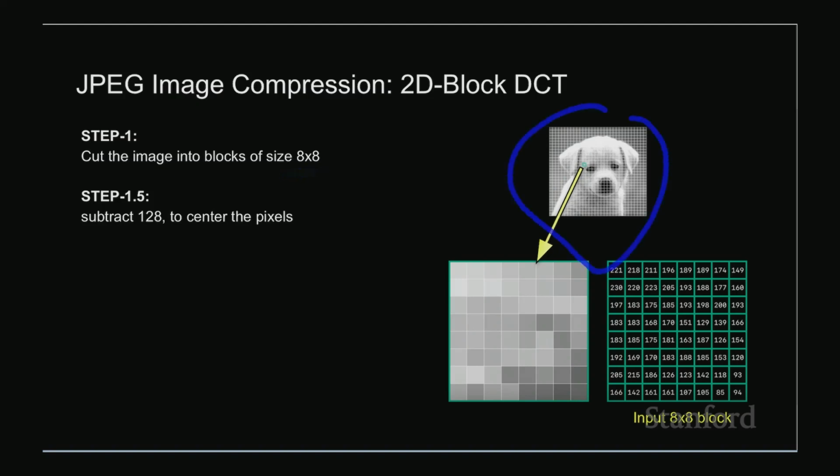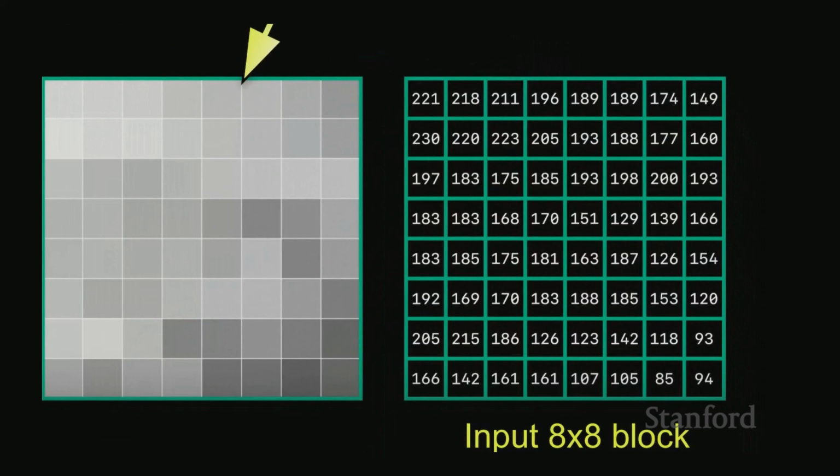So let's say this is your image. You cut it into 8x8 blocks, and then you subtract 128 from it. That's just to center the pixels. So 8 bits is 256 unique values. When you subtract 128, that just centers all the pixels. And this, for instance, is an example of one input 8x8 block, and this can have different values, like 220.